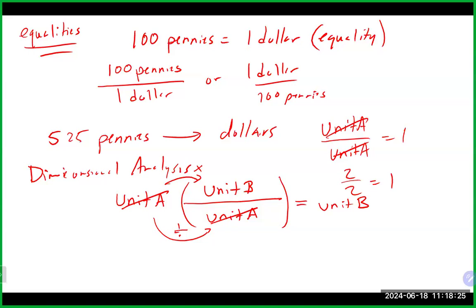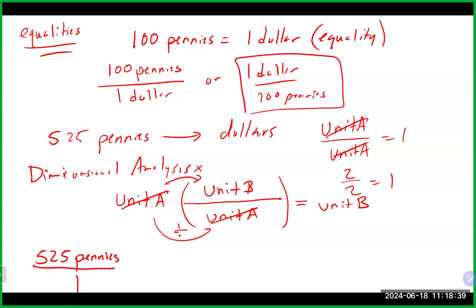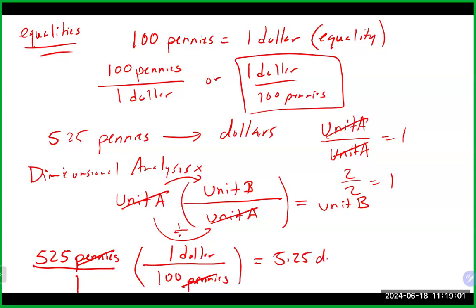So for example, in this very straightforward one, we would take our 525 pennies first. We want to have pennies in the opposite location. Although this is not written as a fraction, pennies are up on top, it's over 1, basically. So we would use our 100 pennies down here and our $1 over here, and our pennies would cancel each other out. We would take 525 and divide it by 100, and that will give us $5.25 as our answer.